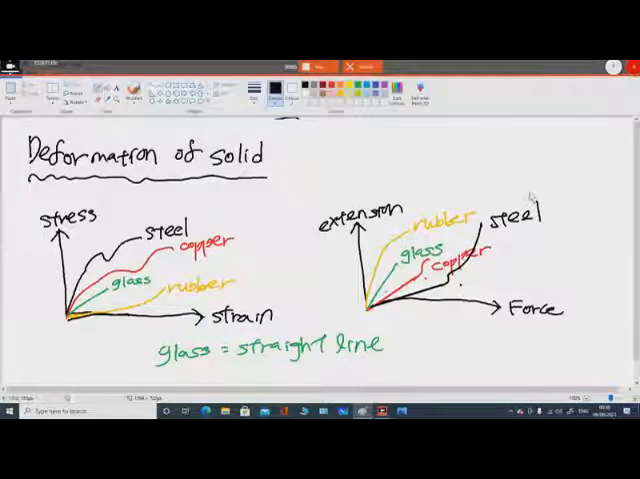So this is all about many types of examples of materials. We need to note that for copper and glass, which we focus on, copper is actually ductile. I'll explain the meaning of ductile and brittle.